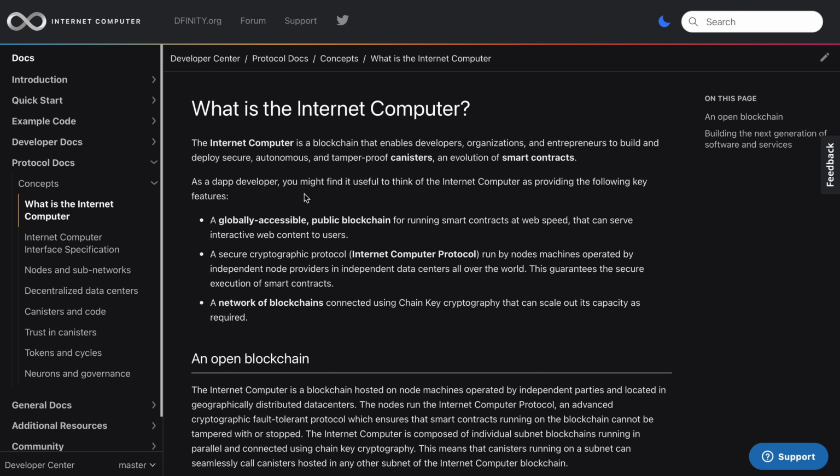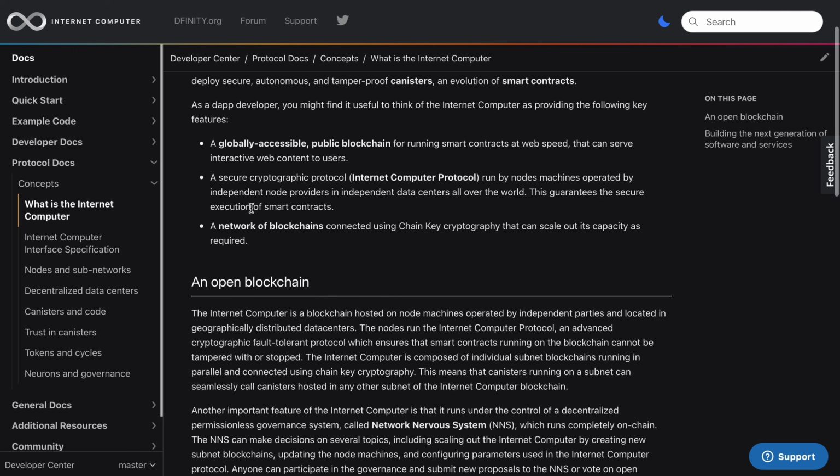As a dApp developer, you might find it useful to think of the Internet Computer as providing the following key features: a globally accessible public blockchain for running smart contracts at web speed that can serve interactive web content to users. Number two, a secure cryptographic protocol, the Internet Computer Protocol, run by nodes, machines operated by independent node providers in independent data centers all over the world. This guarantees a secure execution of smart contracts. And last but not least, a network of blockchains connected using chain key cryptography that can scale out its capacity as required, right?